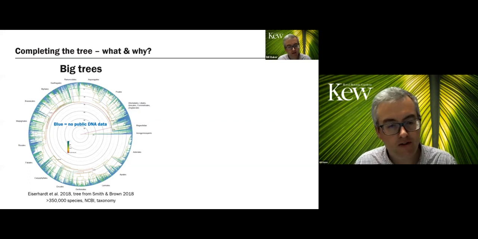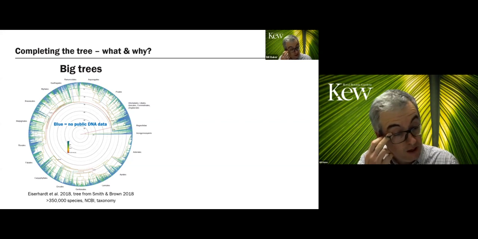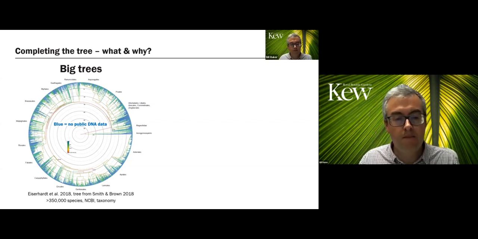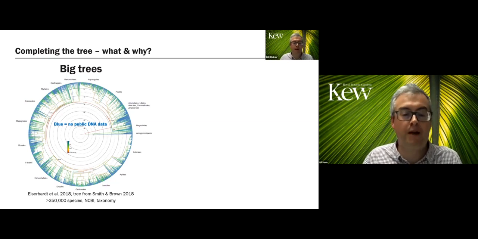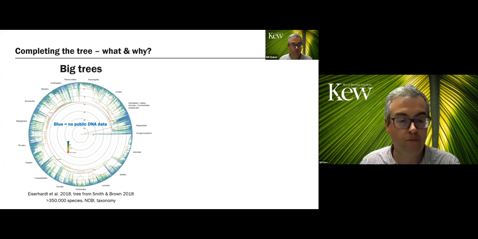We have some really, really big trees. This is the classic Smith and Brown tree of 2018, which is a synthetic tree, a tree that pulls together all available data from a set of widely sequenced genes from the long legacy of Sanger sequencing that spans the recent history of systematic botany in particular. And all of these sequences have been pulled together into an enormous synthetic tree with over 350,000 tips, covering all the vascular plants. But you'll see many blue tips in that tree, and those blue tips represent branches for which there was in fact no public DNA data, and those tips were interpolated in using taxonomic surrogates. So that shows quite how patchy the broad public resource of DNA sequence data for plants is.